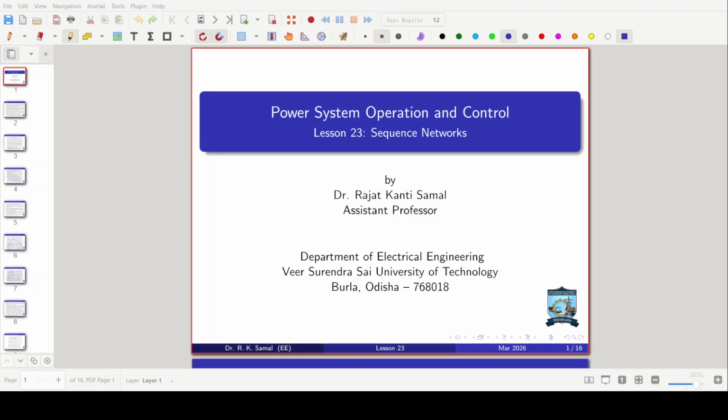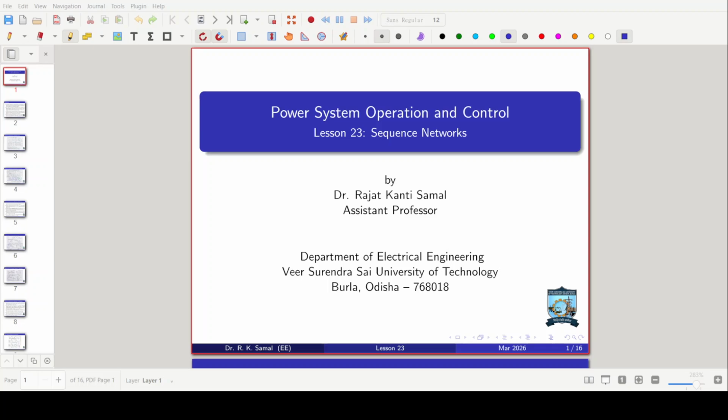So lesson 23 is actually closely related to lesson 22, which is symmetrical components. In lesson 22, we saw that any vector, whether balanced or unbalanced, can be represented by means of a combination of positive sequence, negative sequence, and zero sequence. Now that is from a theoretical perspective, but how does it help us in determining the fault current for an unsymmetrical fault?